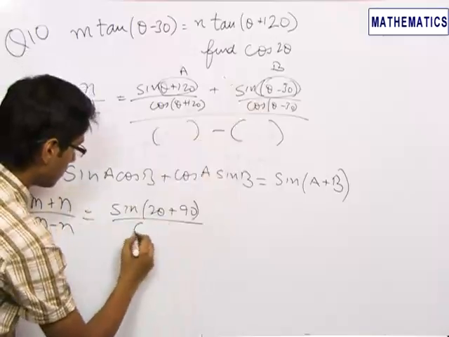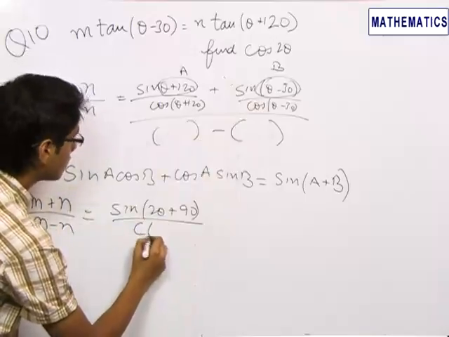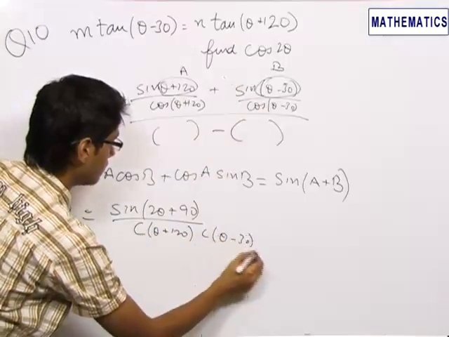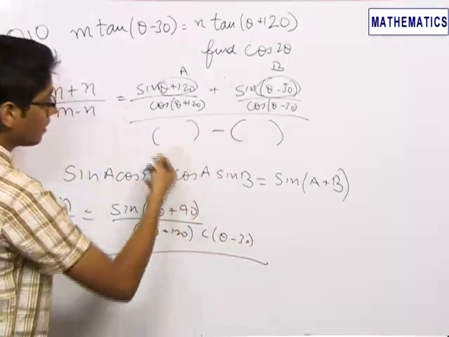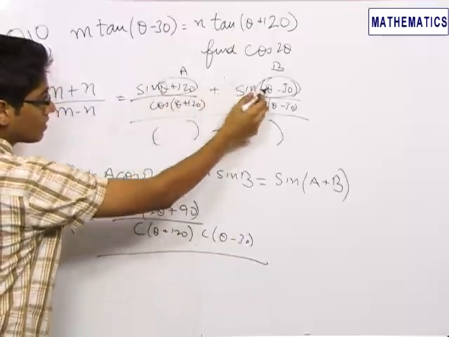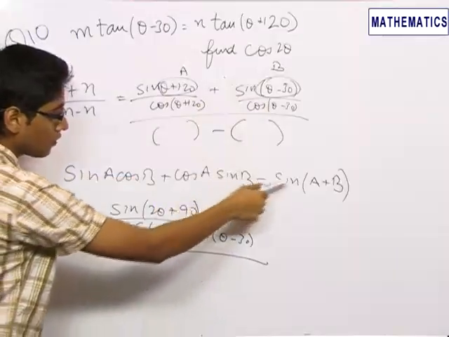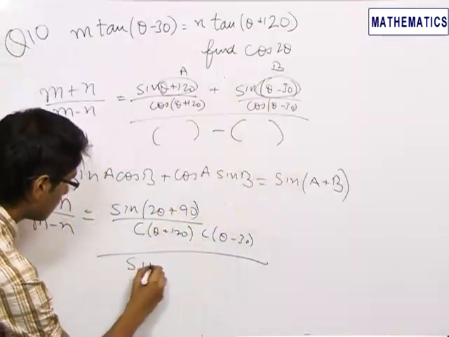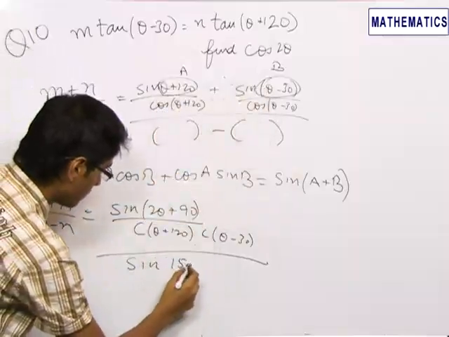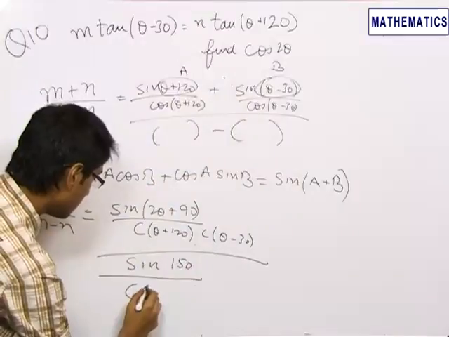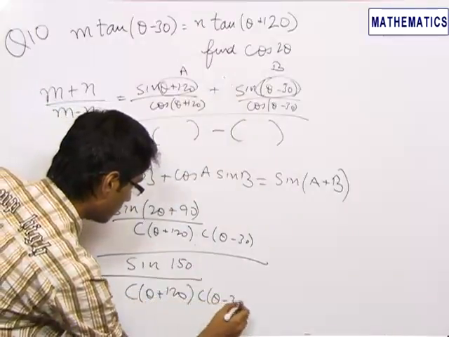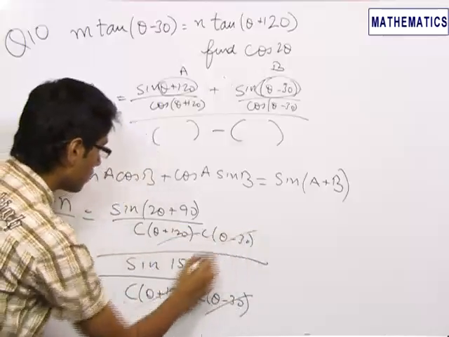Divided by these cos terms, cos of (theta plus 120) and cos of (theta minus 30). And similarly in the denominator, we can clearly see the formula will change as sin A cos B minus cos A sin B. So this becomes sin of (A minus B). So sin of (A minus B) becomes, 120 plus 30, sin of 150 degrees. And similarly, these two cos terms will come again. We can just cancel out these four terms.